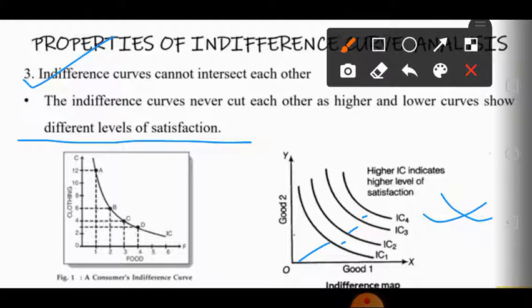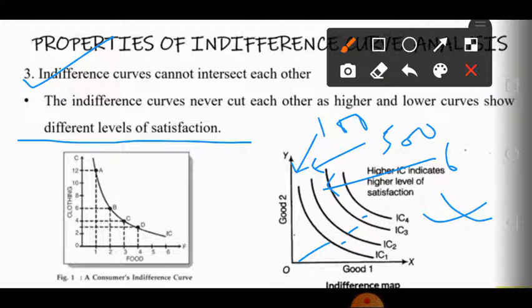The reason is, at IC1 the people will spend 100 rupees. At IC2 we have to spend 500 rupees. For IC3 we have to spend 600 rupees, and for IC4 we have to spend 800 rupees. So the 800 rupee product cannot come in the 100 rupee category, IC1. So we cannot get it on IC1. That is why IC4 and IC1 never intersect.